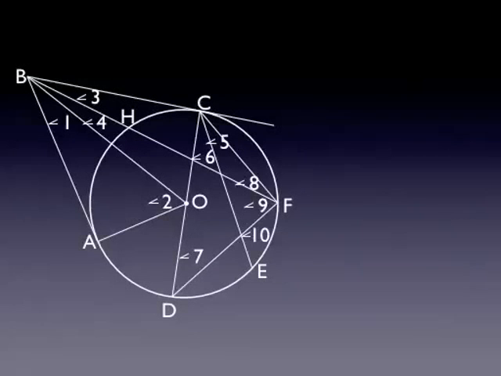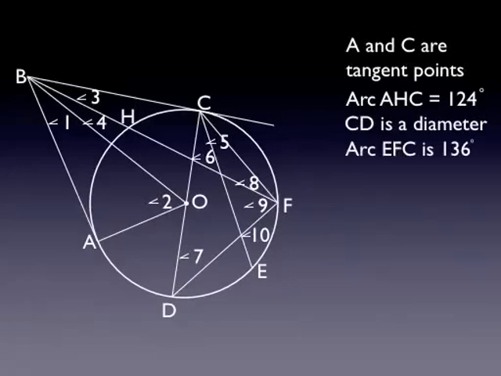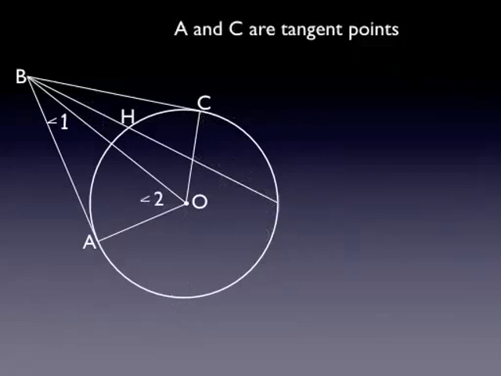This is the diagram we're asked to solve. We're solving for angles 1 through 10, and we're given the following information: A and C are tangent points, arc AHC is 124 degrees, CD is the diameter, arc EFC is 136 degrees, arc HC is 40 degrees, and arc EF is 62 degrees. This is all very complicated, and by simplifying and just looking at parts of this diagram, I think we'll do a little bit better. Let's start with angles 1 and 2.